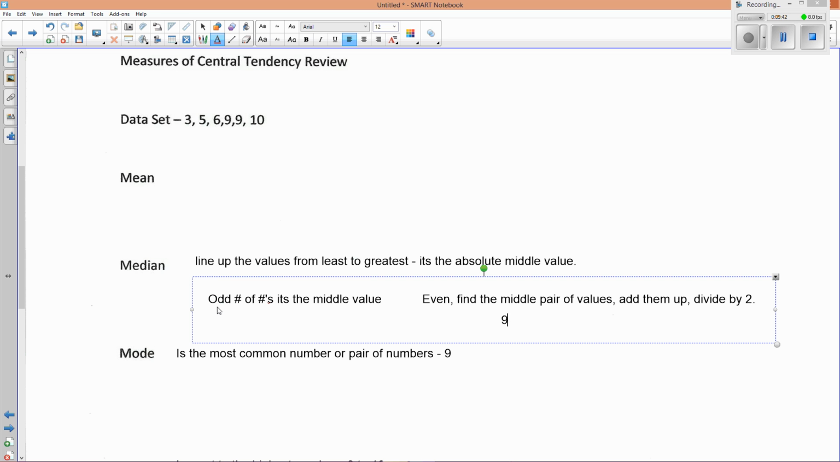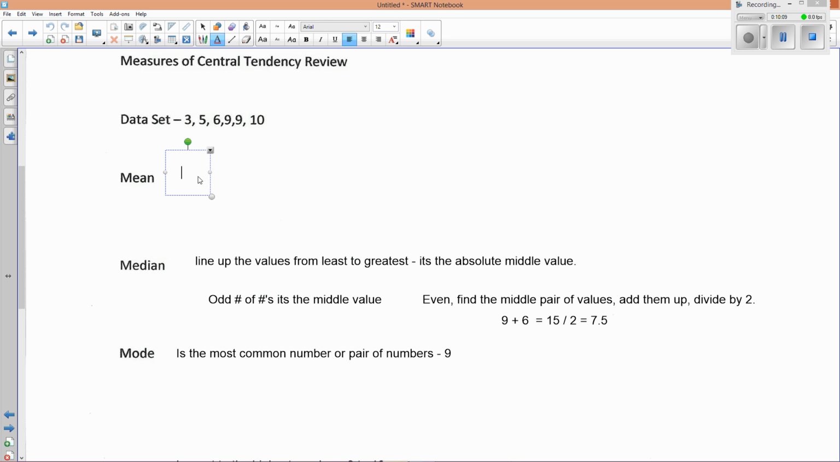In this case, 6 plus 9 equals 15. If we divide 15 by 2, we get 7.5. So the median in this data set is 7.5. Even though 7.5 isn't an actual number in our data set, that's what the median is, the value in between 6 and 9.